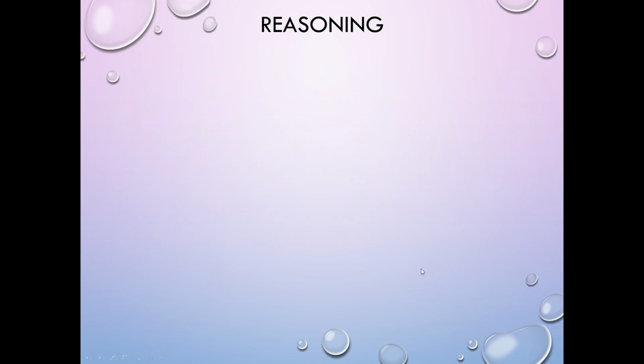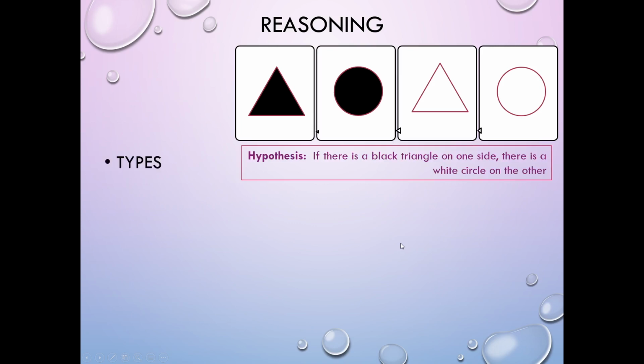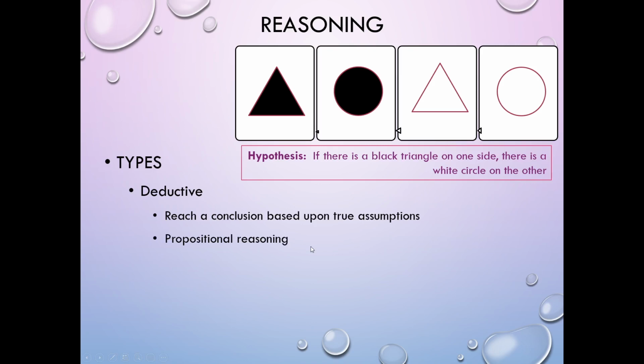So in reasoning, we want to make sure that we are following proper protections to make sure that we're actually thinking in a way that would show us if we're wrong. There are different types of reasoning that we can use. Deductive reasoning is when we reach a conclusion based upon true assumptions. We oftentimes will call this propositional reasoning. In this kind of propositional reasoning, if the logic flows one way, it must flow the other. So if you mistakenly thought, well, if there's a black triangle on one side, there is a white circle on the other, means if there's a white circle on one side, there must be a black triangle on the other, you were using deductive reasoning. You were using propositional reasoning.